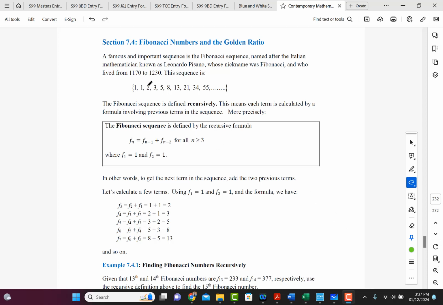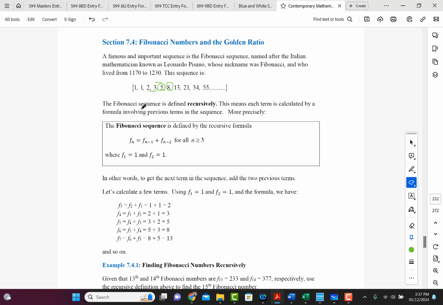So we have 2 plus 3 will give us 5. And then 3 plus 5 gives us 8, and then so on and so forth. 8 plus 5 is 13. 13 plus 8 is 21, and then 34, 55, and then 89, and so on.